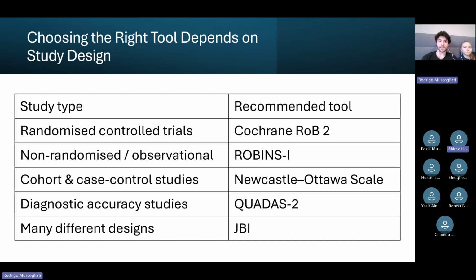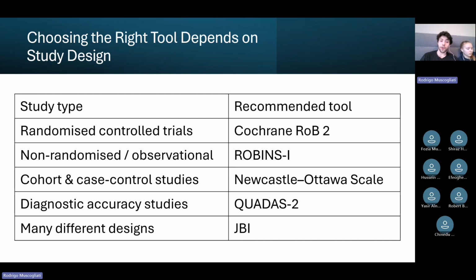Does that make sense? Can I ask a question? Yes, of course. Because I'm new to this, I'm a little bit confused. How do you know? Do you always follow this table that's on the screen? Like, for a given study type, you use the recommended tool?